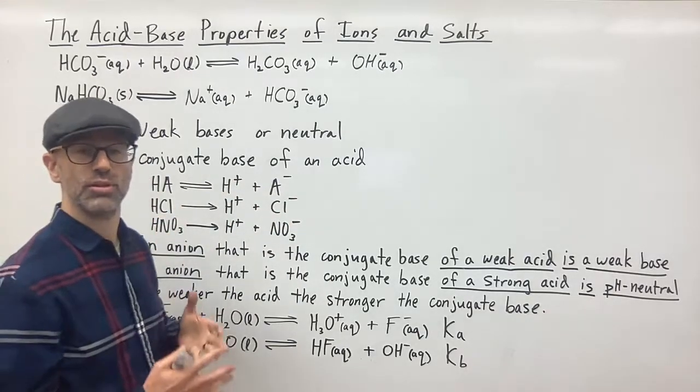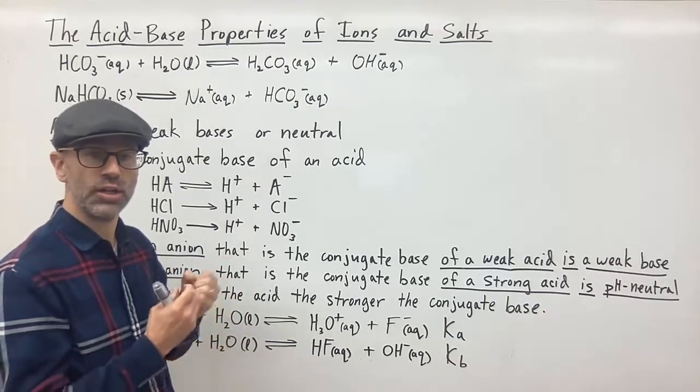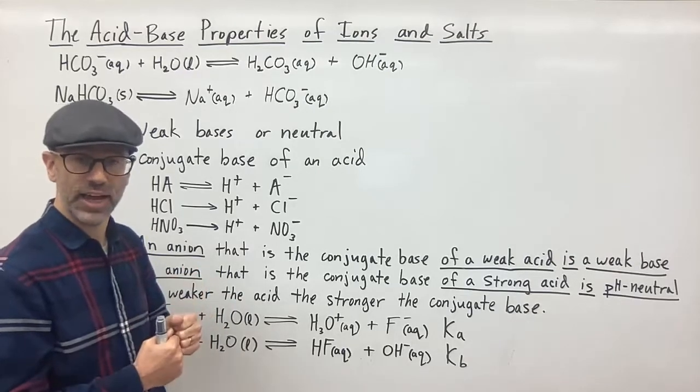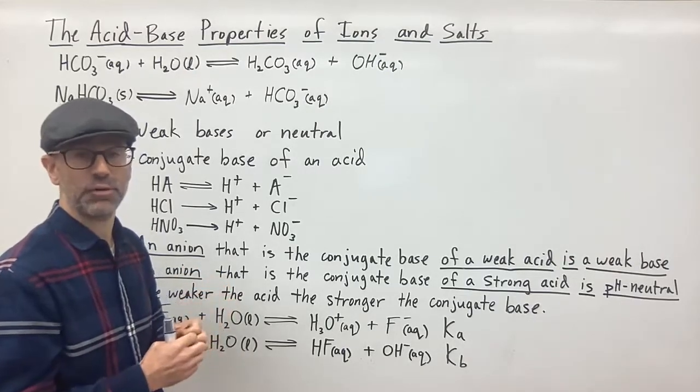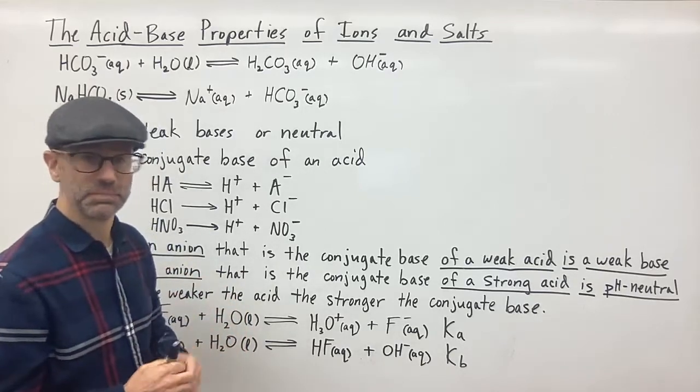And that has to do with the affinity of the anion to the hydrogen. The lower the affinity, the weaker the acid. I'm sorry, the stronger the acid. The higher the affinity for the H plus, the weaker the acid. It's not going to ionize as easily.